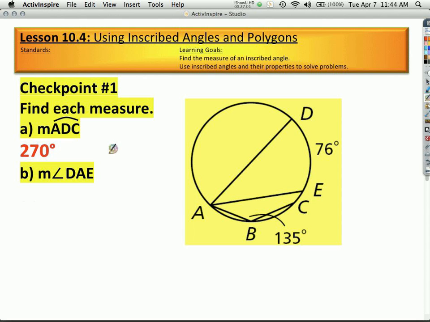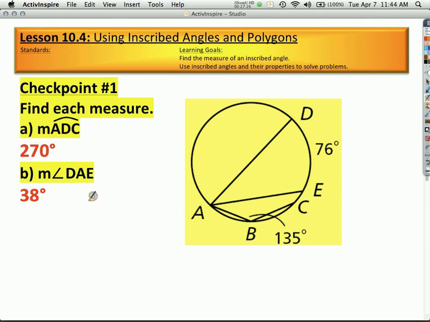Part B, measure of angle DAE. I've got student 12, student 6, and student 15. Student number 12, 38 degrees. Student number 6, 38 degrees. Student number 15, 38 degrees. So in that case, more people were able to deal with that, so that is a 38-degree angle. So part B was, I guess, a little bit easier, but let's go to Anne.